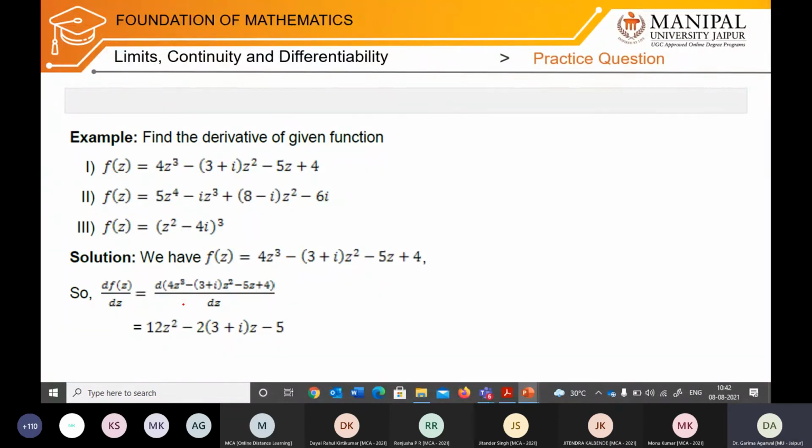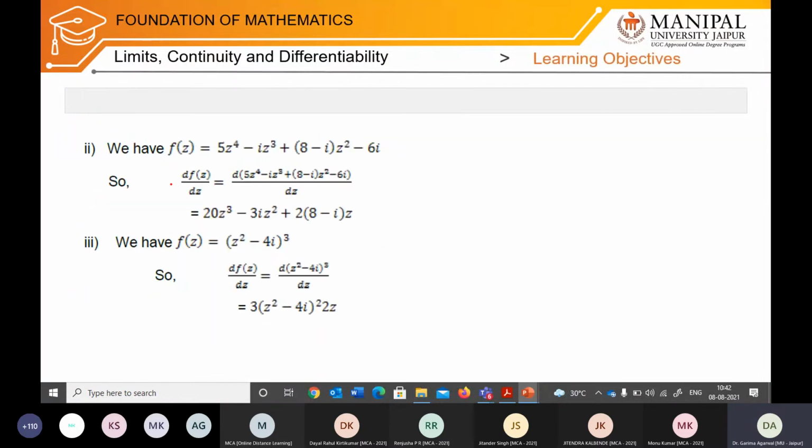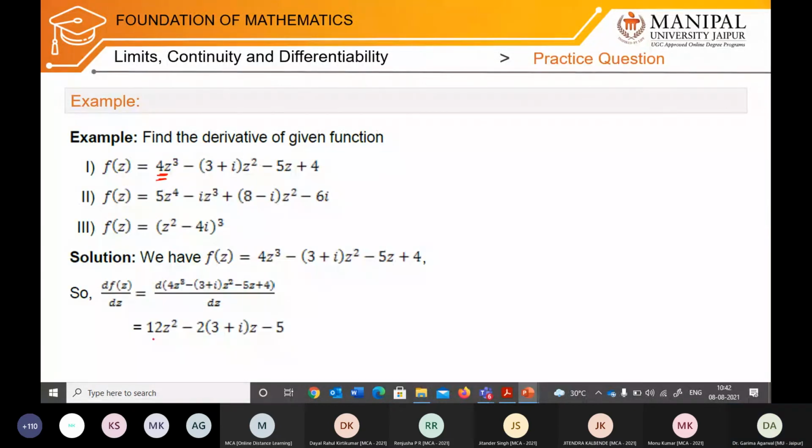Let's say I want to find the derivative of these three terms. Differentiation of 4z cube: differentiation of z cube is 3z square. Then differentiation of z square is 2z. 3 plus iota is constant. Then differentiation of minus 5z is minus 5. Differentiation of 4 is 0. Right?